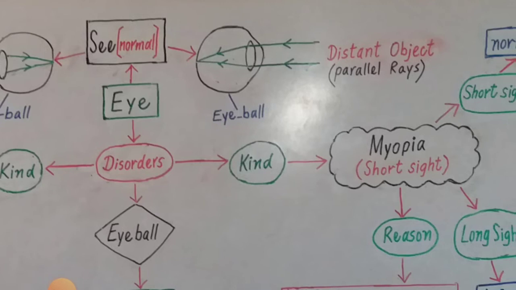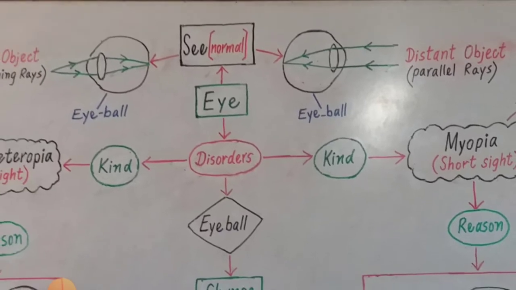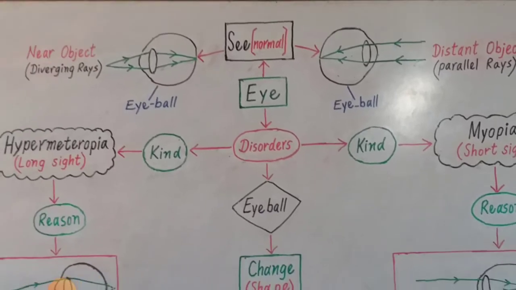Similarly, when a distant object is seen by the eye, the light rays coming from the distant object, which are parallel, pass through the lens and converge on the retina, so the image is formed on the retina. So these are the normal processes of seeing a nearer object and a distant object in the normal eye.